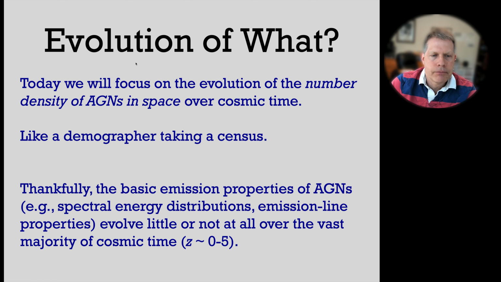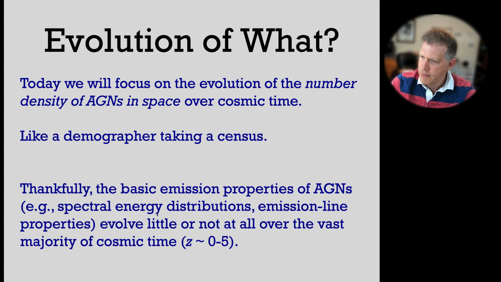Thankfully, other aspects of AGN don't seem to evolve that strongly. For example, the basic emission properties of AGNs, their spectral energy distributions or their emission line properties, seem to evolve rather little, or in some cases not at all, at least measurably, over the vast majority of cosmic time. These types of properties have been measured pretty well now with large samples from the local universe out to redshifts of about 5. The emission properties don't seem to change very much.